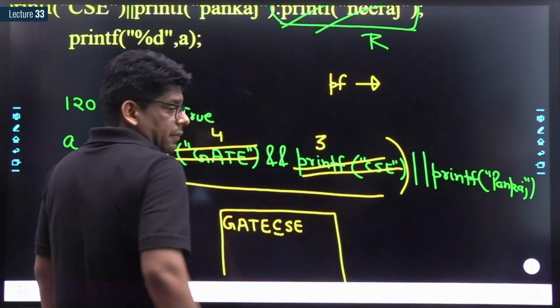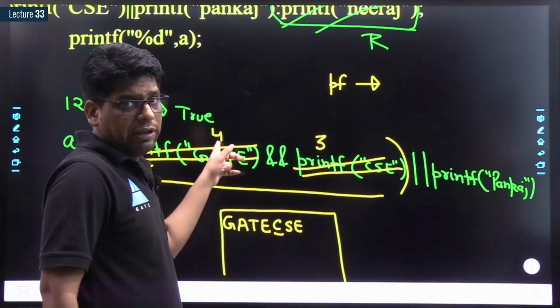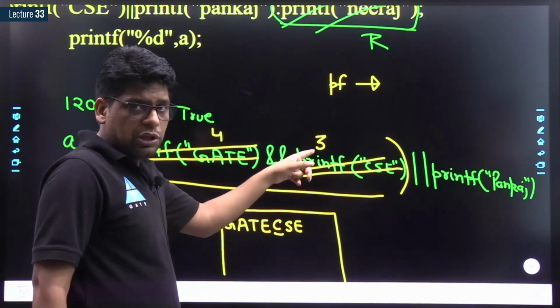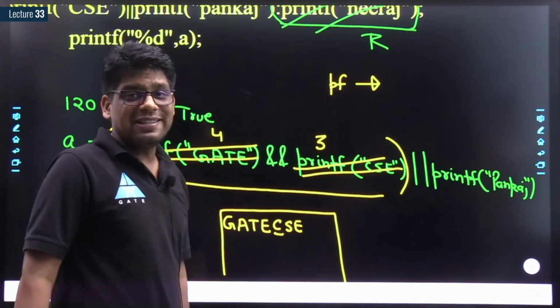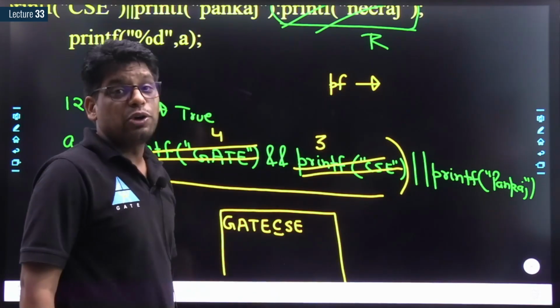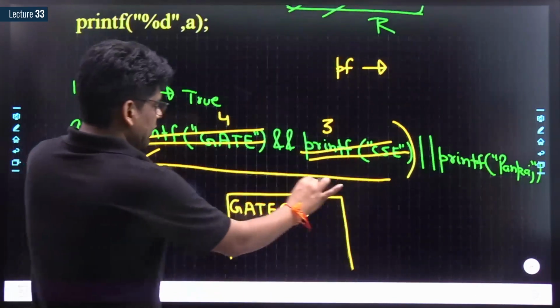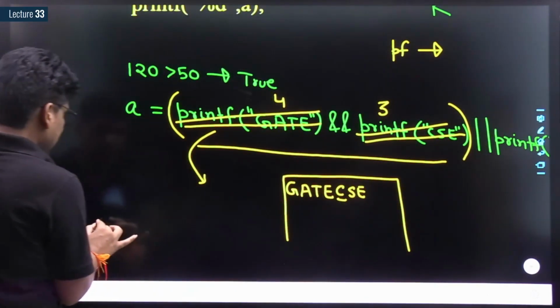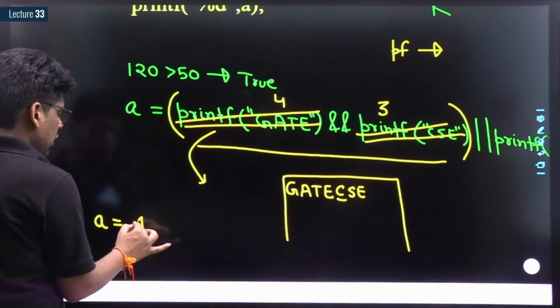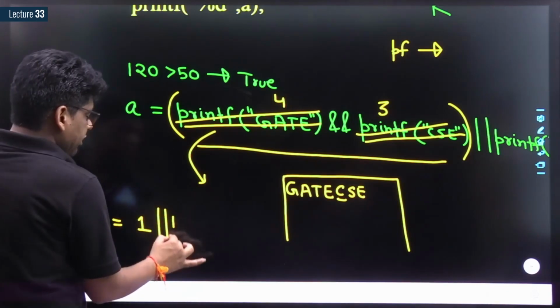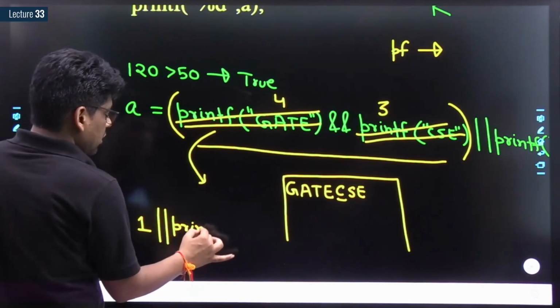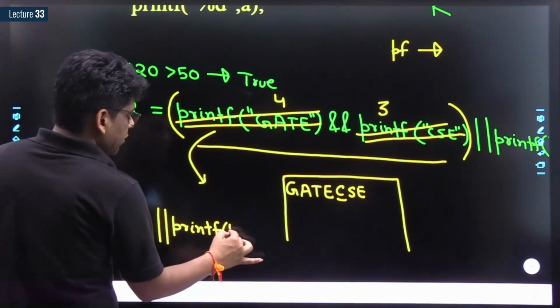So 4 is a non-zero value, that is true. 3 is a non-zero value, true. True and true. What is the result of this AND operator? True, that means non-zero, that means 1. So this is already printed, and we have A is equal to 1 ORing with printf Pankaj.